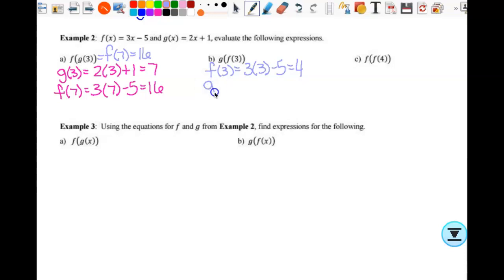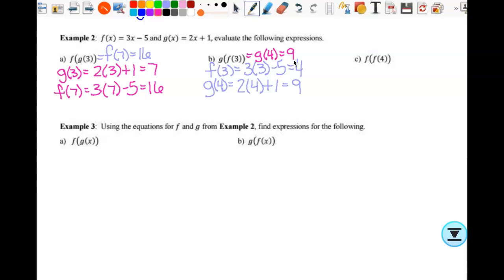Then I need G of 4. It's going to be 2 times 4 plus 1, which is 9. So G of F of 3 equals G of 4, which equals 9. Make sure that you understand that order matters, because you can see from A and B here that F of G of 3 is not the same thing as G of F of 3. You get two completely different numbers.